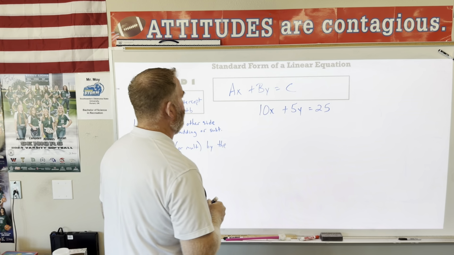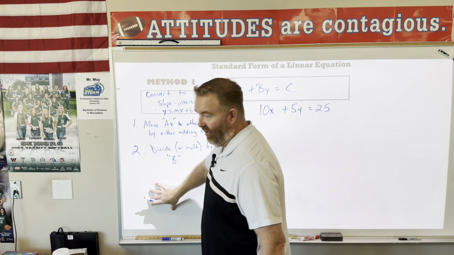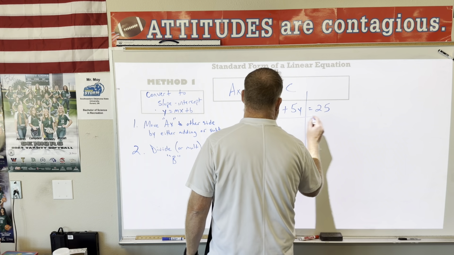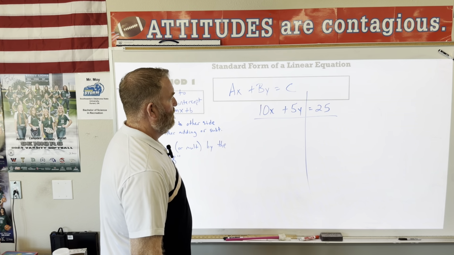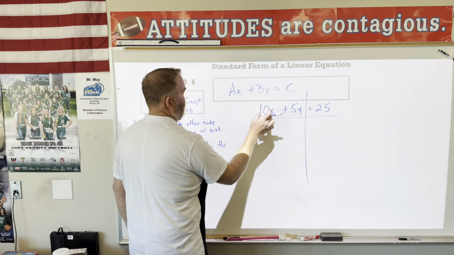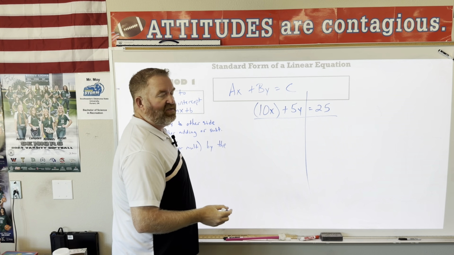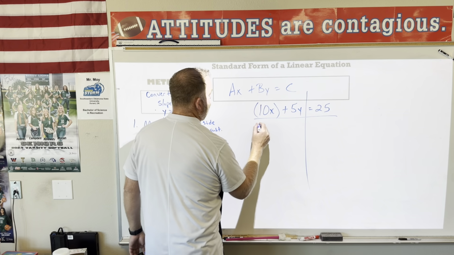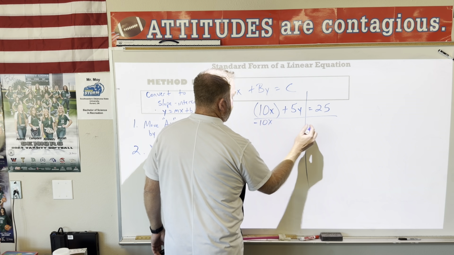What was the first step? What did I tell you to do? Now, like I said, this goes down here. Don't write it on the method 2 side. What was my first step? Move the AX. So that entire term, you see this term right here? What's the opposite of positive 10x? Negative 10x. So I'm going to subtract 10x from both sides. Yes?